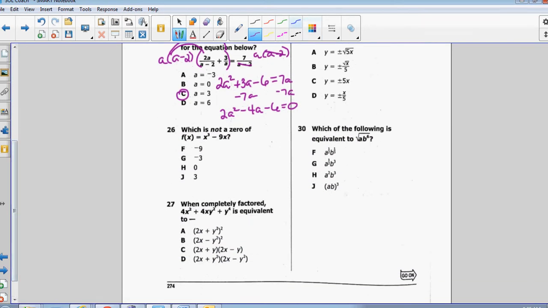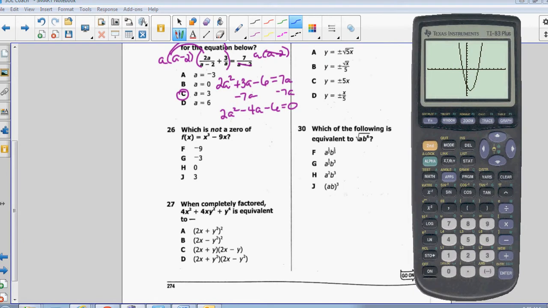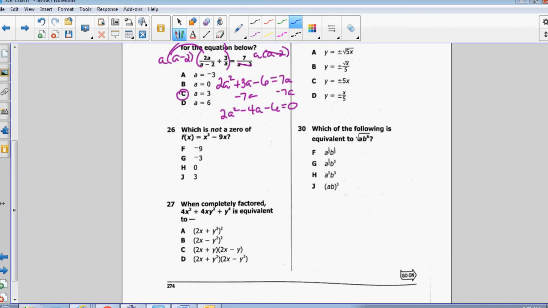Alright, problem 26 is another good problem to do on the calculator. It says which one is not a zero of the function. So if you graph the function, you can see the zeros. So go back to y equals and clear out the last one, and put in x to the third minus 9x, and graph. And you can see zeros at -3, 0, and 3. So it says which one is not a zero. So the one that's not a zero is choice F.